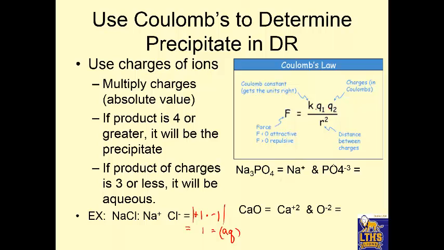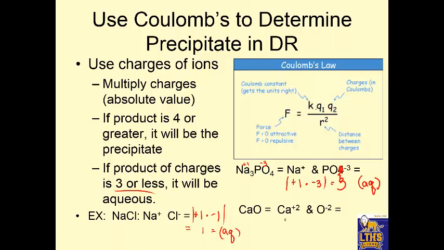Oh, this should be a lowercase subscript of 4. Okay. So we have Na, which is a +1 charge, and phosphate's -3. So we have +1 times -3, but it's absolute value, so we get 3. So what does that mean? 3 or less means that Na3PO4 is going to be aqueous, because the charges aren't great enough to make it a solid.